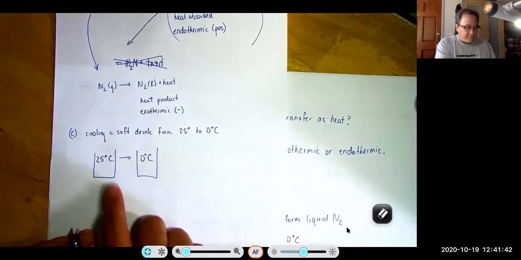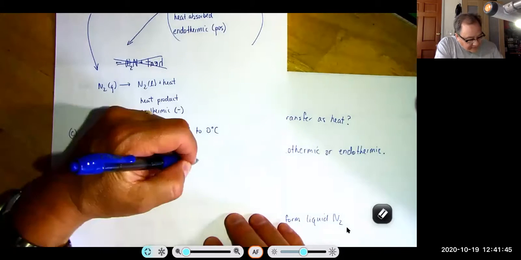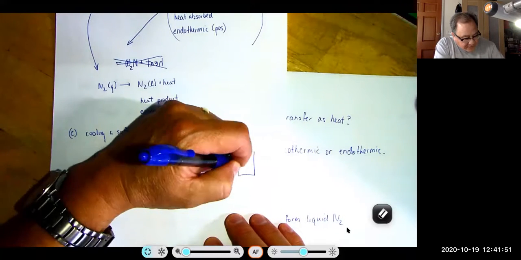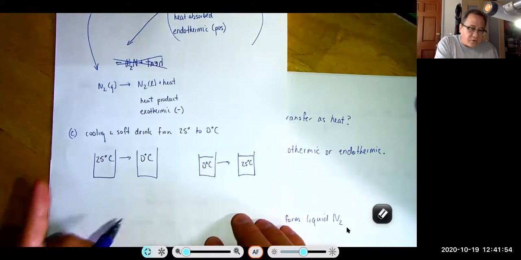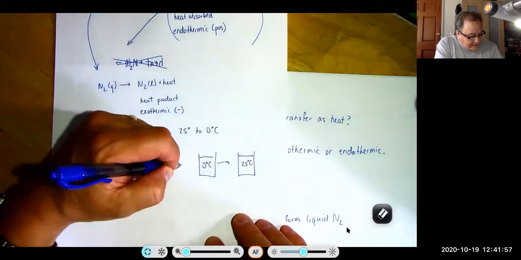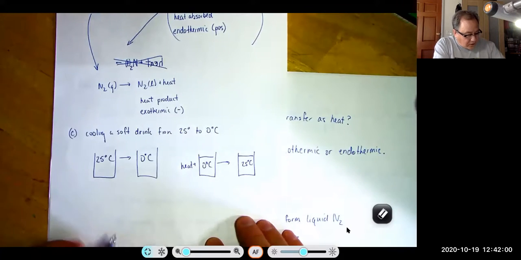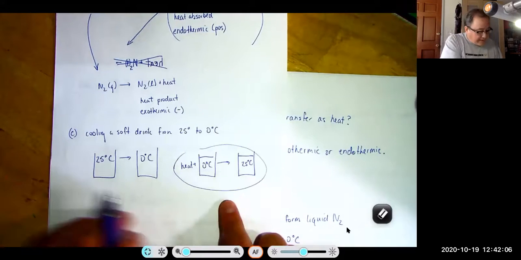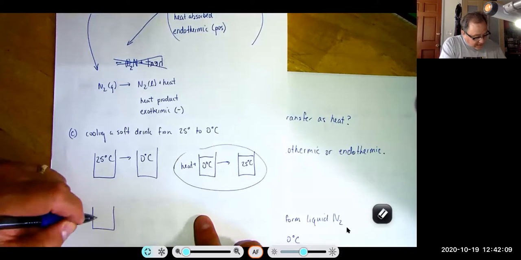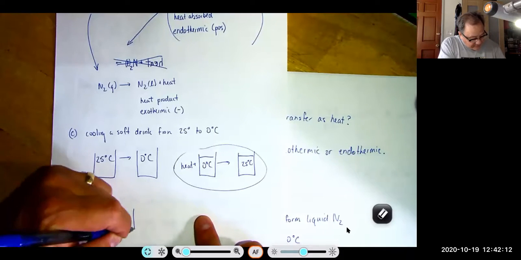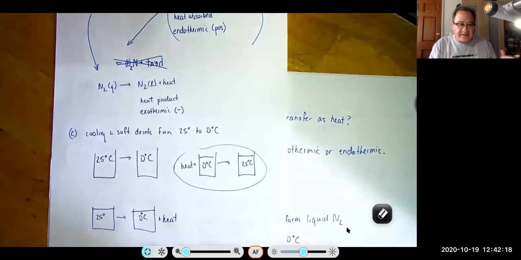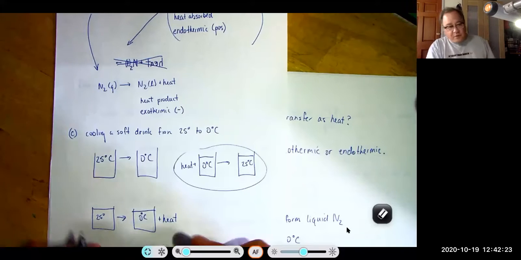So this is another tough one for me, but I'm going to reverse it. What happens if I start with a drink at 0 degrees Celsius and turn it into a drink at 25 degrees Celsius? Do I add heat or does this produce heat? And to me, you have to add heat. So if I have to add heat to warm up a cold drink, then that means to take a hot drink and cool it down, I have to remove heat. And so here we write down the heat as a product. You can't write a negative in a physical process. So this is heat being pulled away.